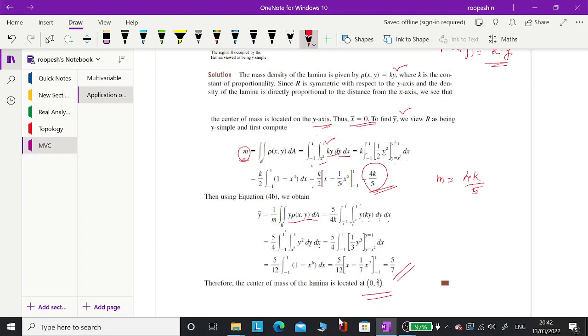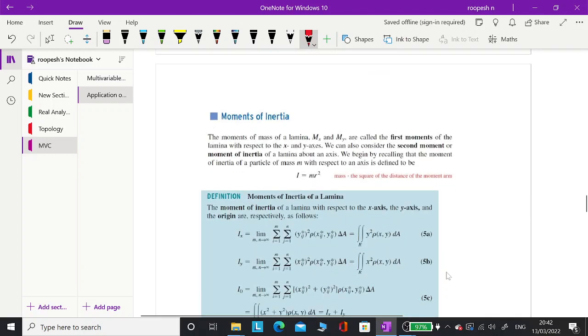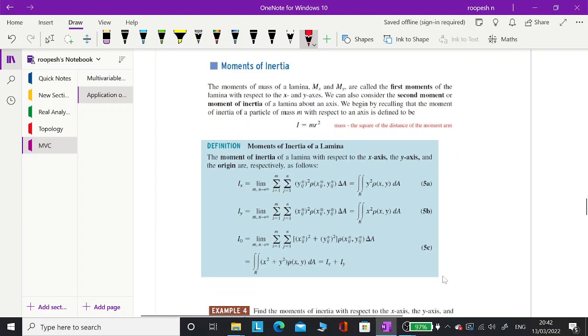Now we have found the y coordinate also. So the center of mass of the lamina is at the point 0, 5 by 4, sorry, 5 by 7. In a similar fashion we can have the moment of inertia. The moments mx and my are called the first moments of the lamina with respect to x and y axis.